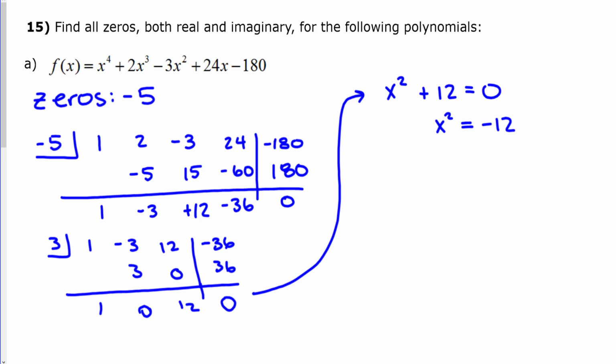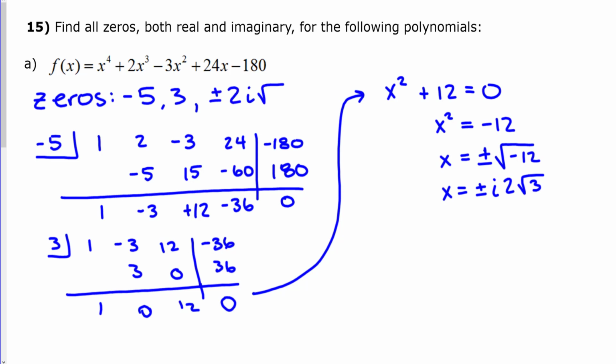So x equals plus or minus the square root of -12, which can be simplified. Certainly we can pull i out because there's a negative underneath. And then 12 is 4 times 3. 4 is a perfect square, so I can pull a 2 out as well. So I had -5, 3 was a 0, and then also plus or minus 2i root 3. And those are my zeros of that polynomial.